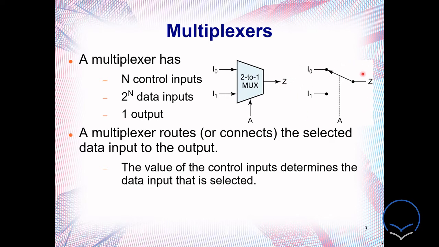So this is a typical representation of a multiplexer, which acts as a switch. Depending on your A, I mean the control input, it selects either I0 or I1 to the output Z. A multiplexer routes or connects the selected data input to the output. The value of the control input determines the data input that is selected.